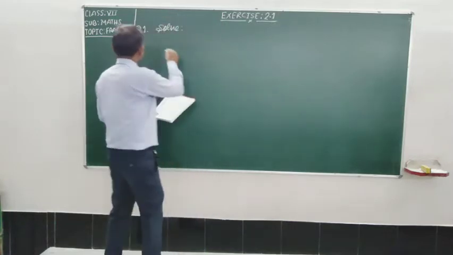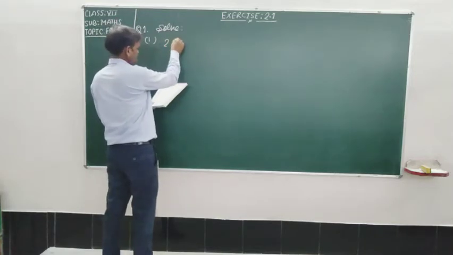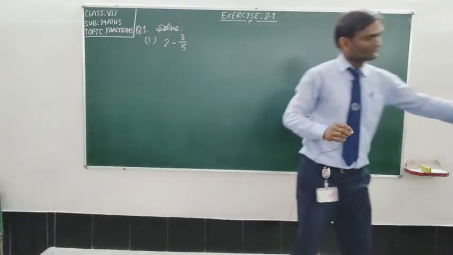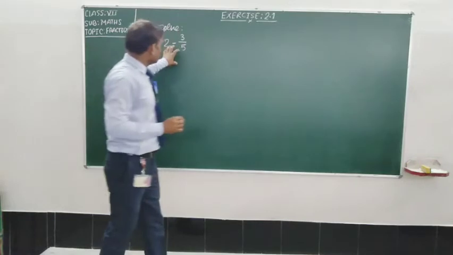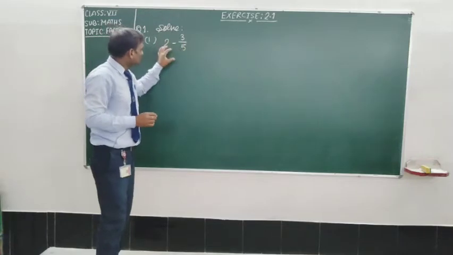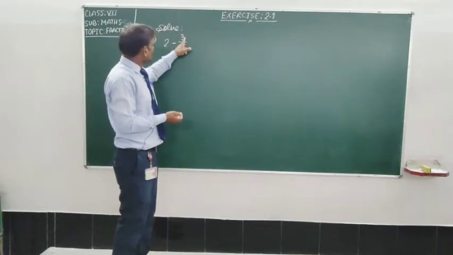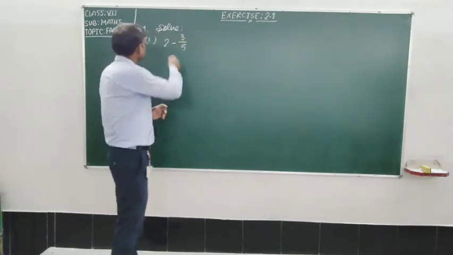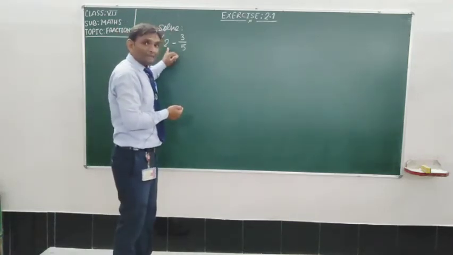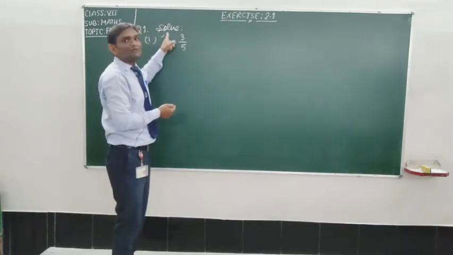So I am taking the first part of this question. The question is saying 2 minus 3 upon 5. This is the question, student, and we need to subtract 3 upon 5 from 2. You can say that 3 upon 5 is a fraction, but sir, 2 is not a fraction. As 2 is a whole number, we can make a fraction form of the 2.